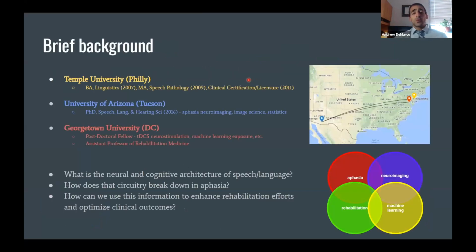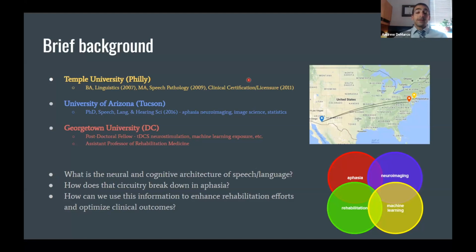First, let me add a little bit more color to what Dirk said in my introduction. I studied linguistics starting out in Philadelphia, where I also got my clinical degree in speech, then went to Arizona, studied with Paige and Stephen Wilson, and then finally came to Georgetown to study neurostimulation and got some machine learning experience with Peter Turkeltaub.